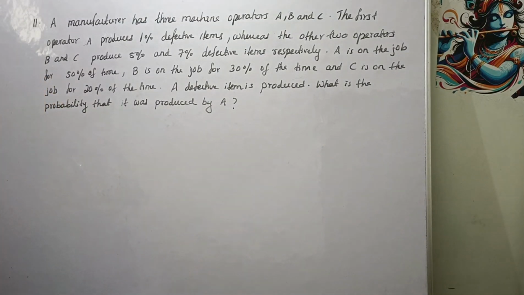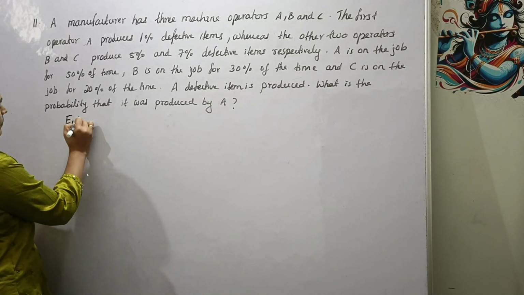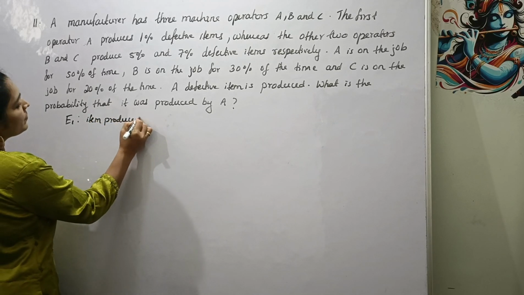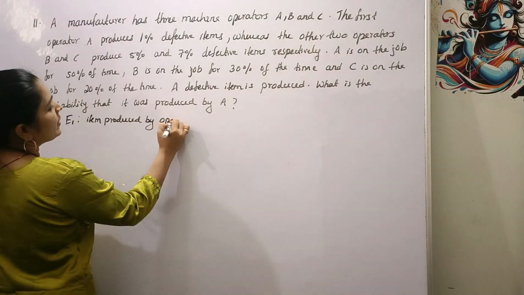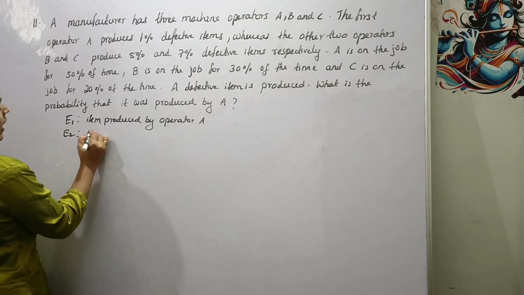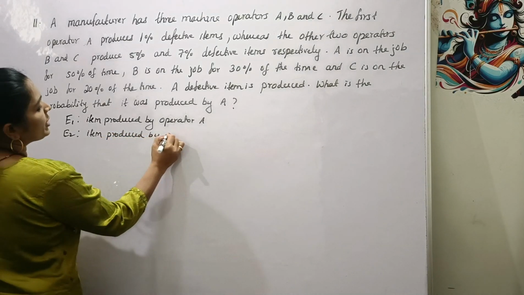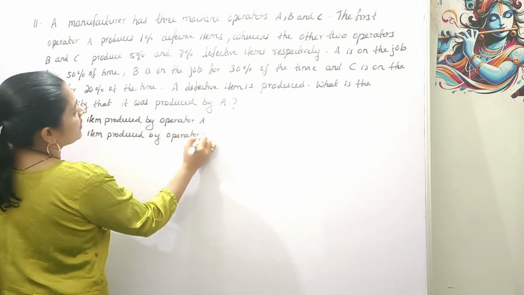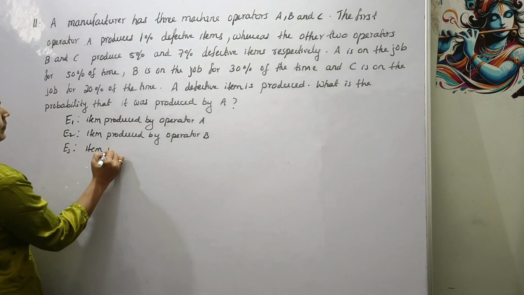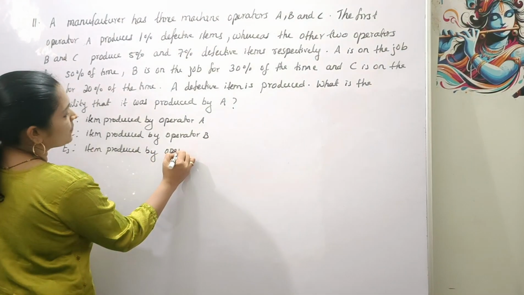So here there are 3 machine operators A, B and C, right? So let E1 be the event item produced by operator A. E2 be the event item produced by operator B. E3 be the event item produced by operator C.